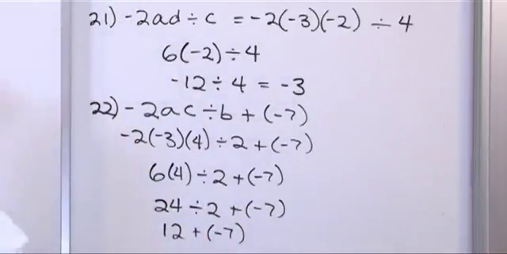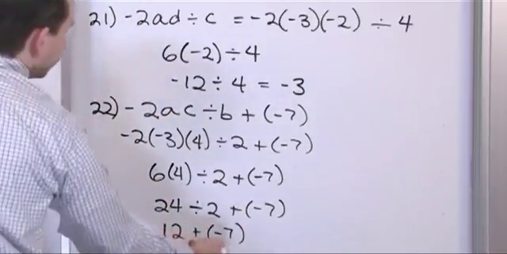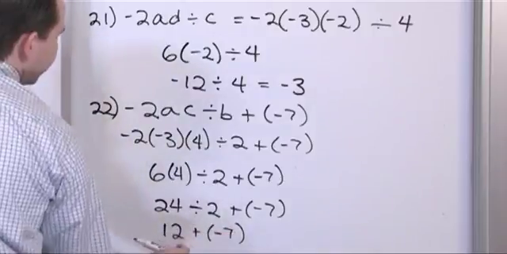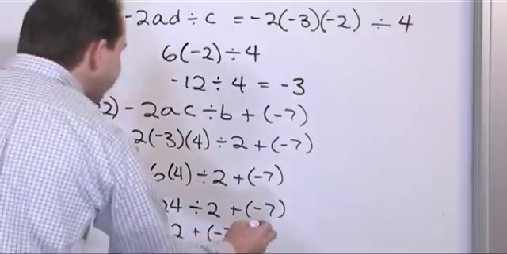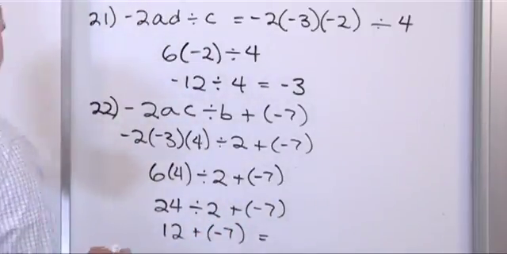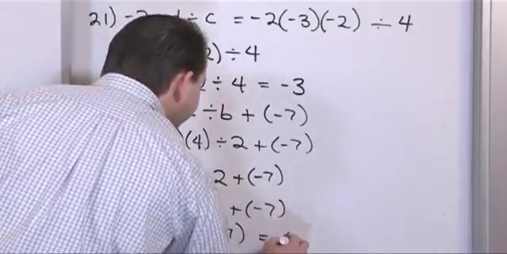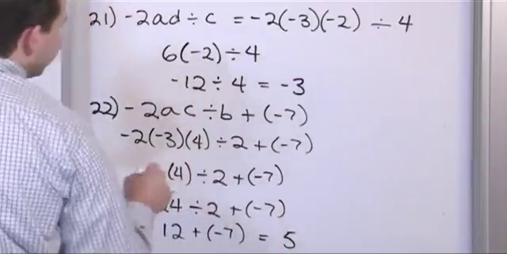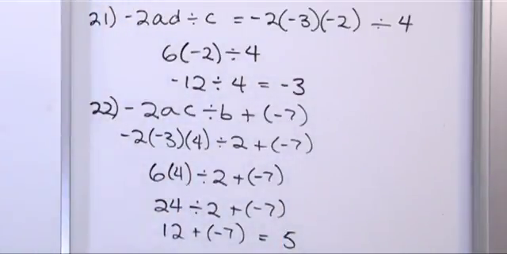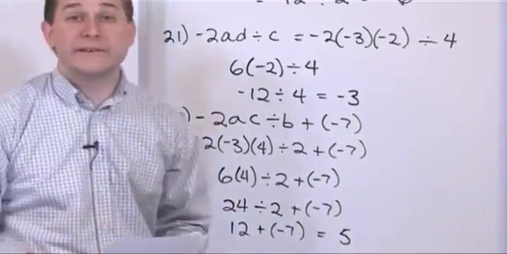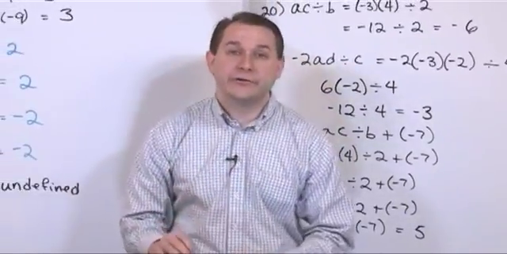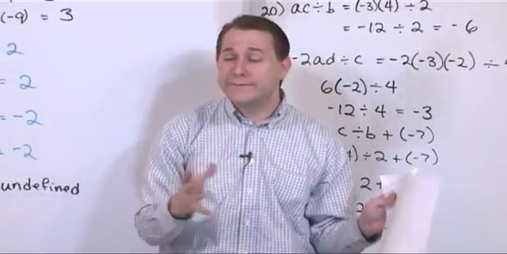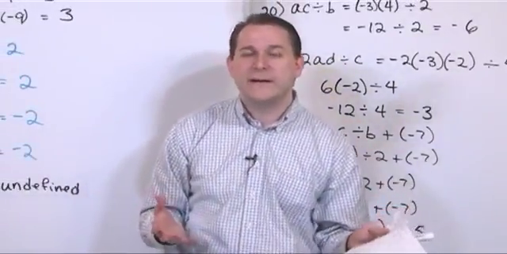Now here's where we get to the end of the game. This is adding two integers. You're adding two different signs, so what you're going to end up doing is subtracting them. And 12 minus 7 is 5. And the sign comes from the larger absolute value, so it's going to be a positive 5. So that's the answer there. So we are done with this section. We have learned how to divide integers. Congratulations, you're really far along in your pre-algebra studies.